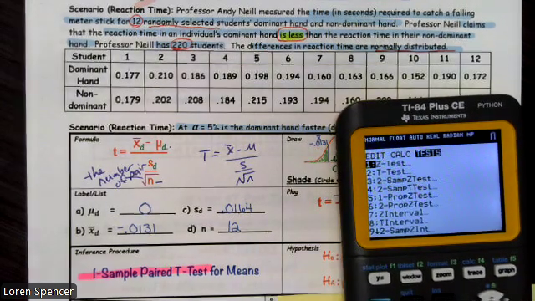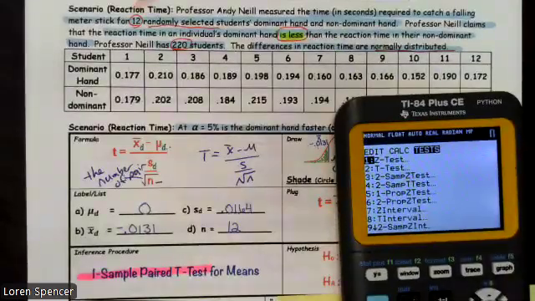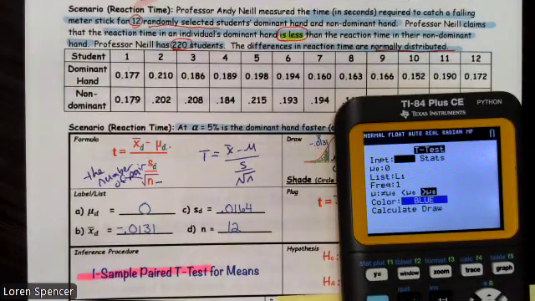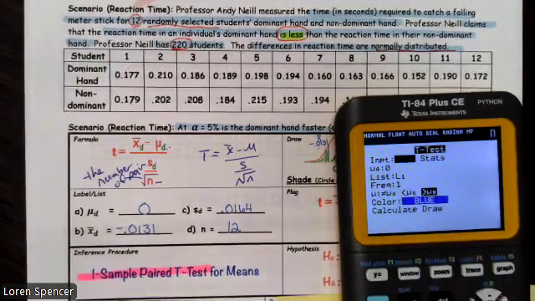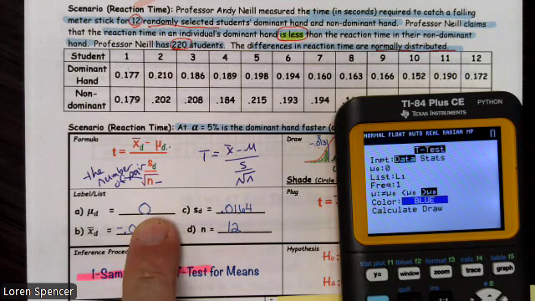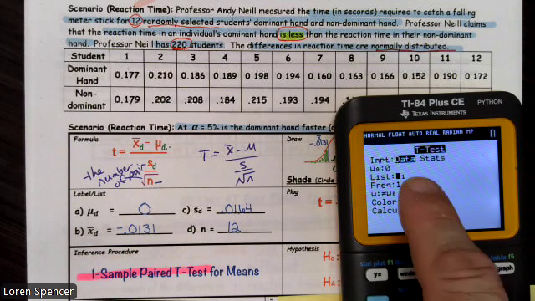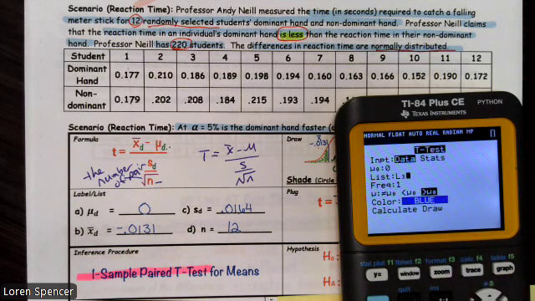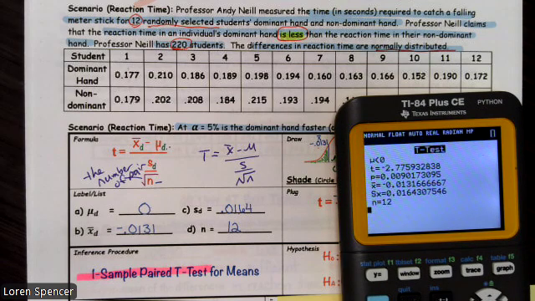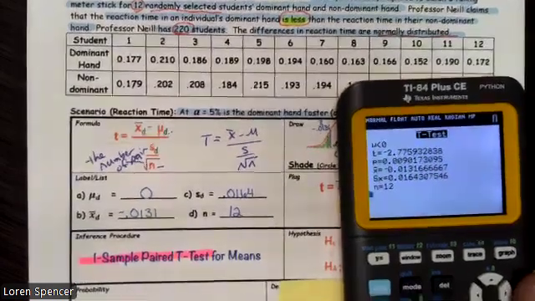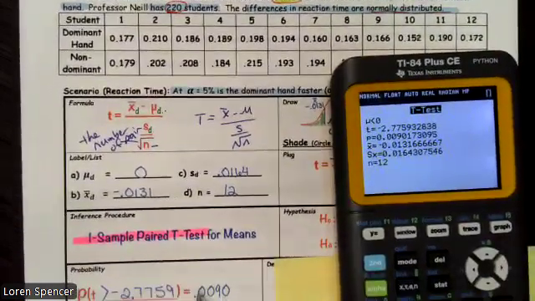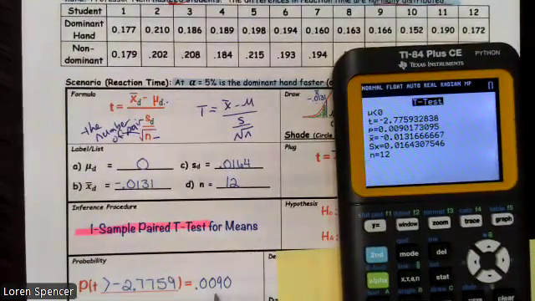So stat test, and this runs just like a one sample t-test. We go to t. We have data. Our mean, we claim to be zero, claim to be no difference. But the differences are in L3, so blue 3. And we wanted a less than, and we calculate, and we end up getting the probability that t is less than negative 2.7759, and that equals a p-value of 0.0090.